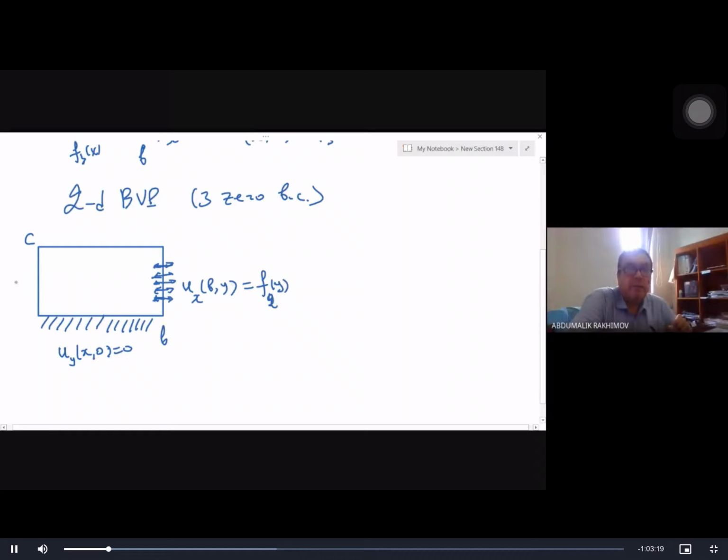The condition may be very different. For example, here you have just U: U(x,C) is equal to F3(x). And here, for example, the function is given as F1(y). Then you can write the boundary conditions like this. So all boundary conditions are written here.